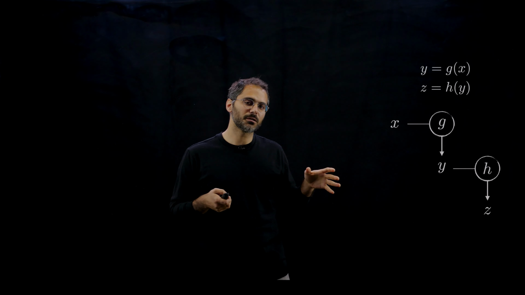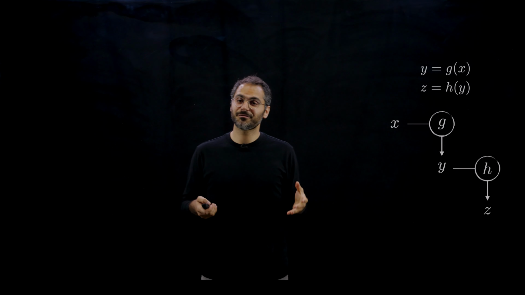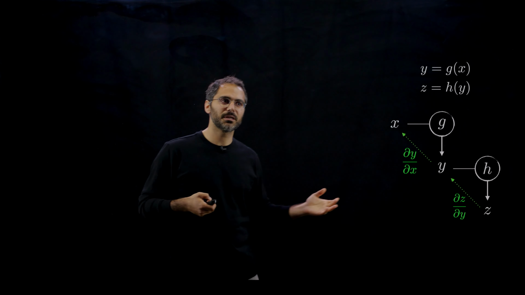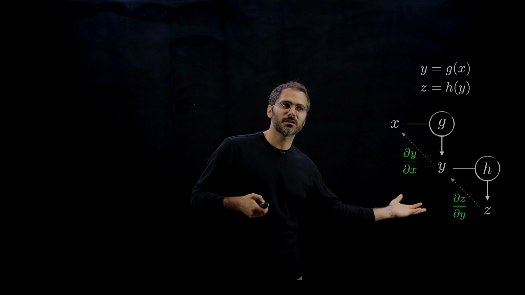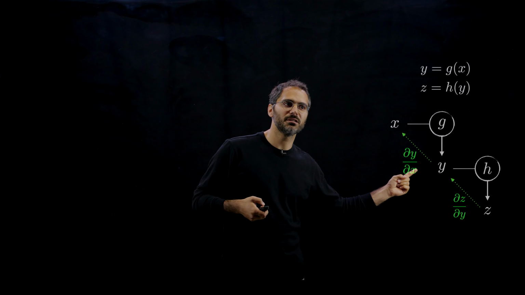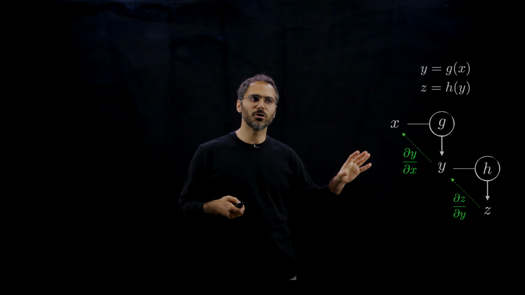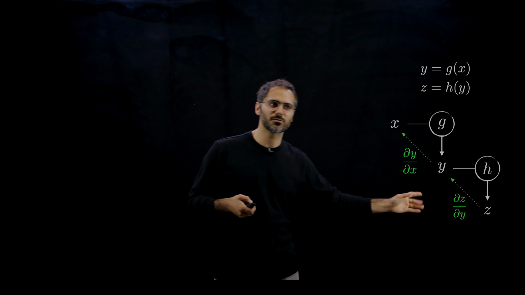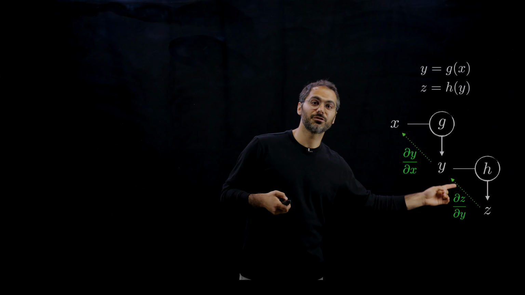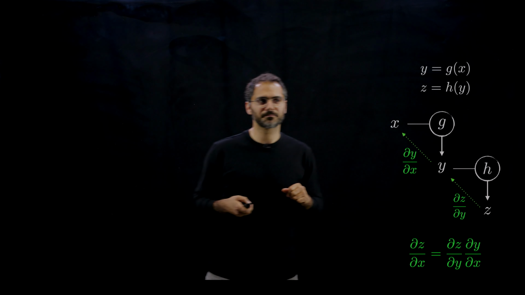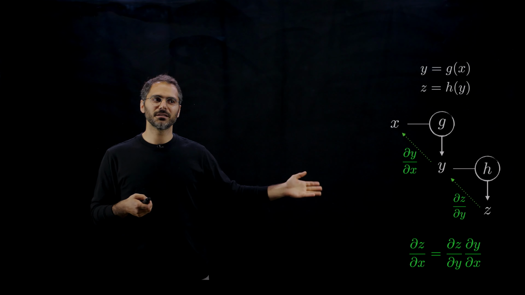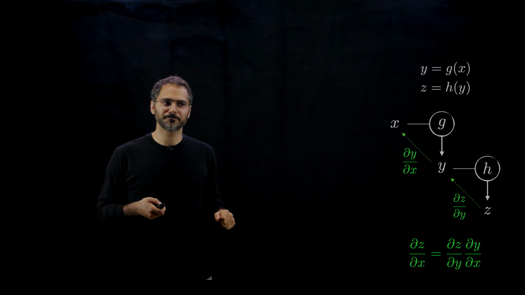But in this computational graph representation, this is simply like this. You calculate dz dy, and you calculate dy dx. And all you need to do to get dz dx is to multiply these arrows, going through the green arrows back from z to x. So this is going to be dz dx equals dz dy times dy dx.